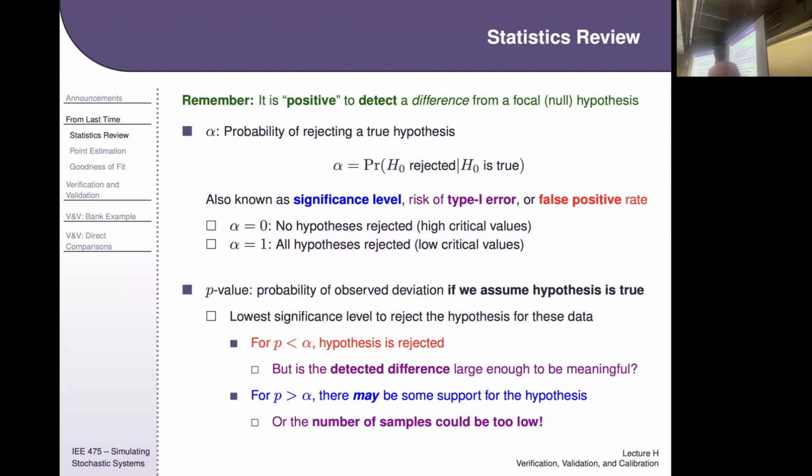The alpha, we're going to call the significance level. We're also going to call it the risk of type 1 error, and we're also going to call it the false positive rate, or FPR. So all of those are synonyms for each other. They mean exactly the same thing.